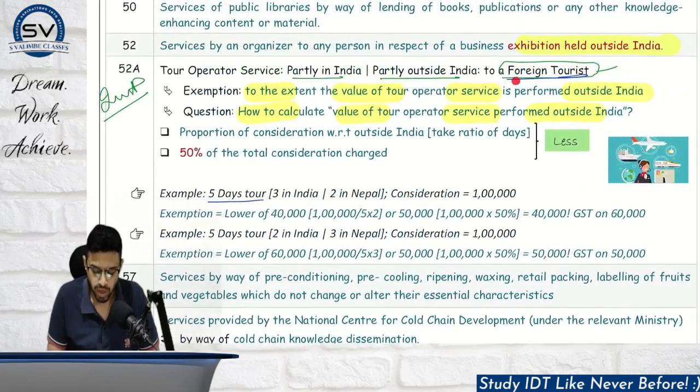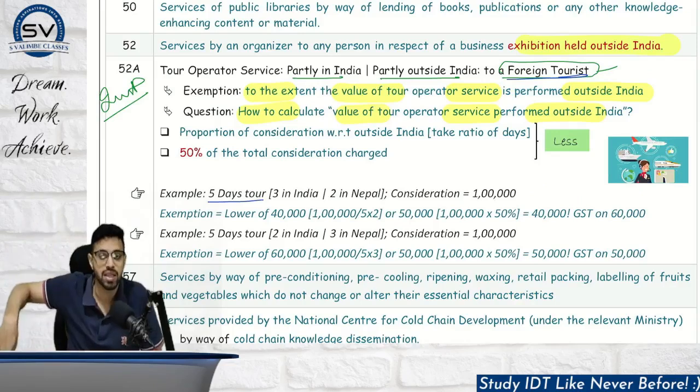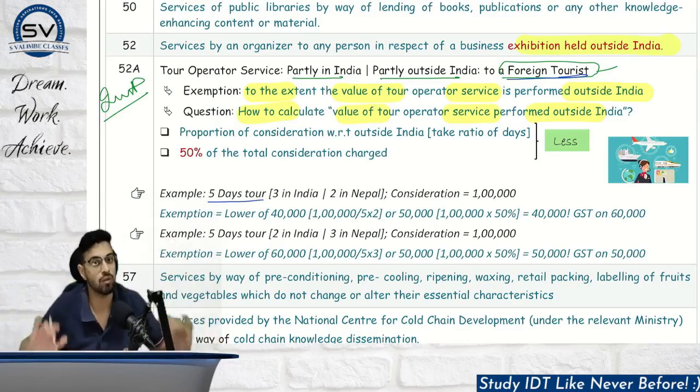The service is provided to a foreign tourist and partly in India, partly outside India. If it is partly in India, or if it is wholly in India, GST will be applicable. If it is wholly outside India, it is also exempt, that we will cover in IGST exemption. Partly in India, partly outside India, exemption with respect to the part provided outside India. But for that, we need to perform certain calculations.